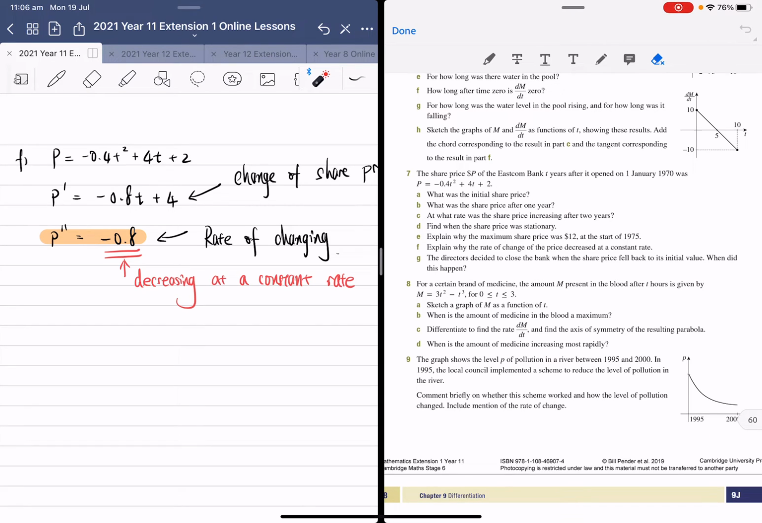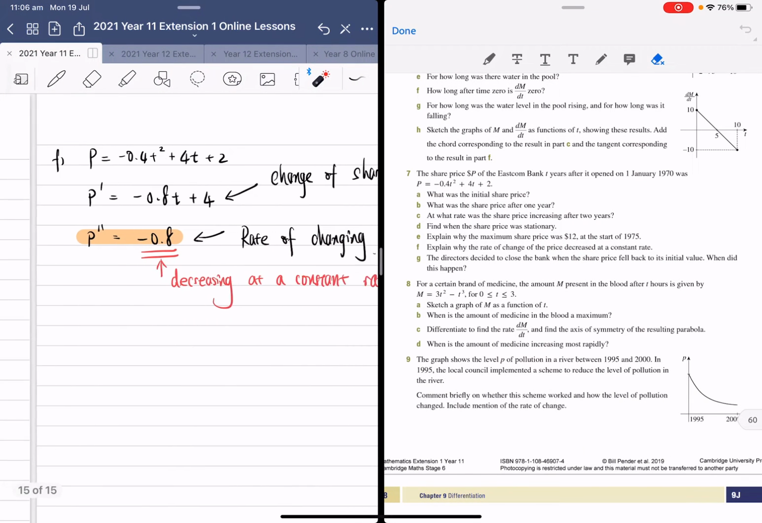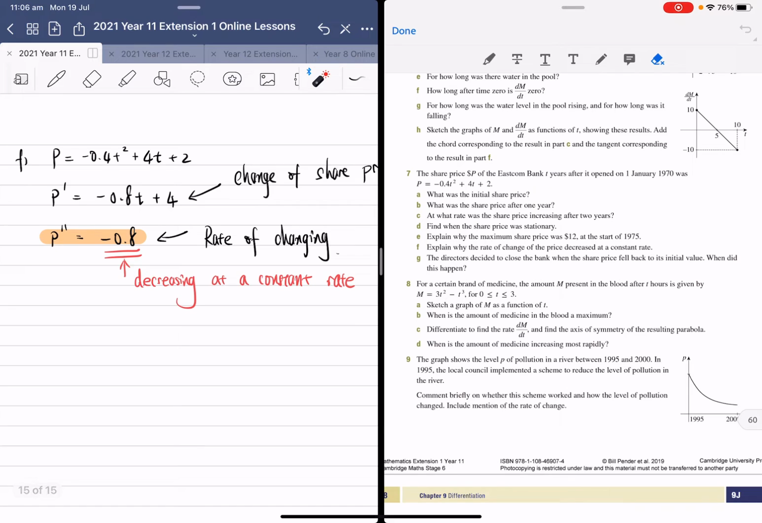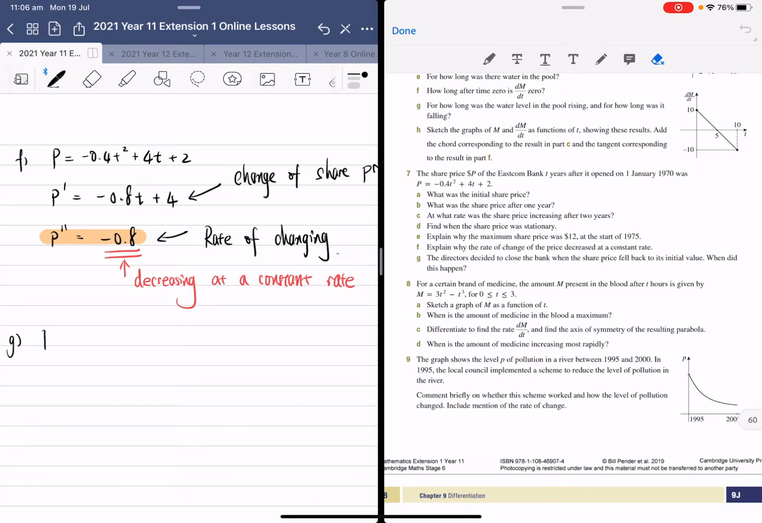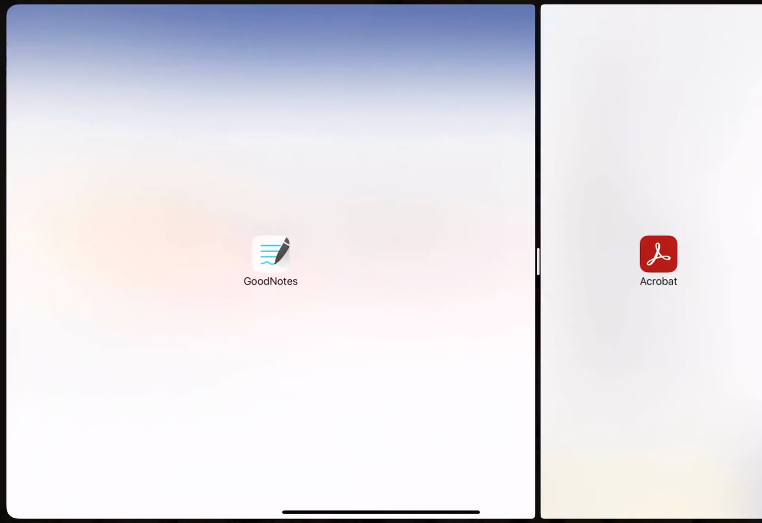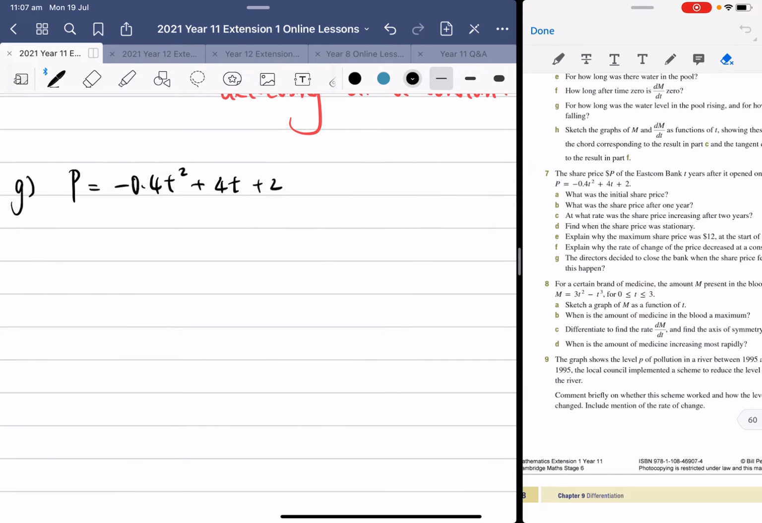The directors decide to close the bank when the share price fell back to the initial value. All right, so we just need to find out what the initial value is, and find the time when the price returns to it. It's actually not that hard to do. So question G. A couple of things you need to understand here is the best way to do this question. You need to understand that this is a quadratic, right?